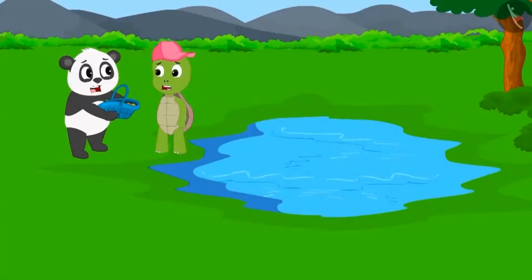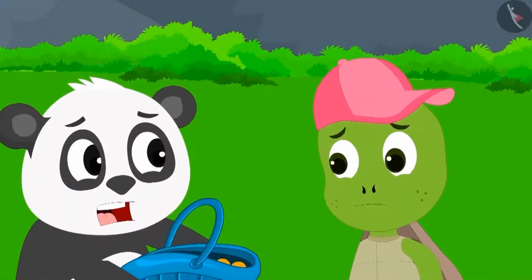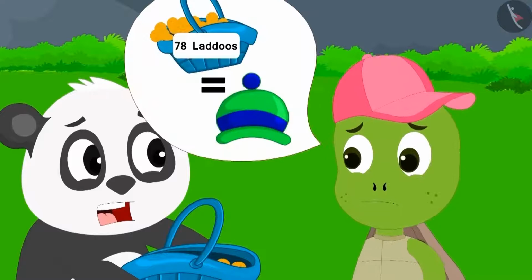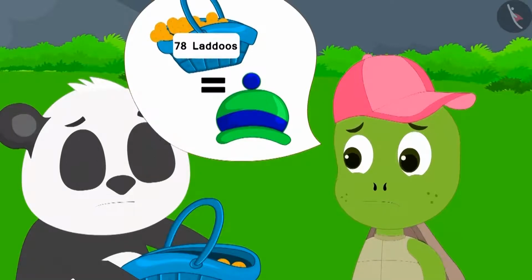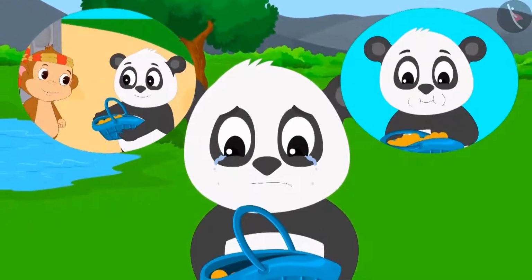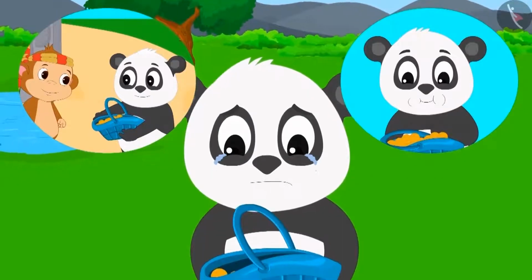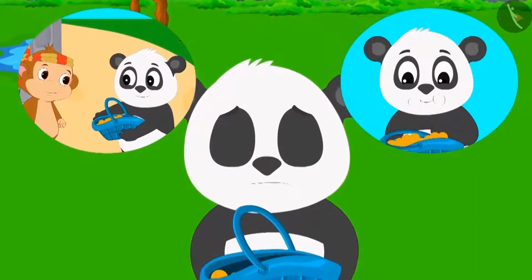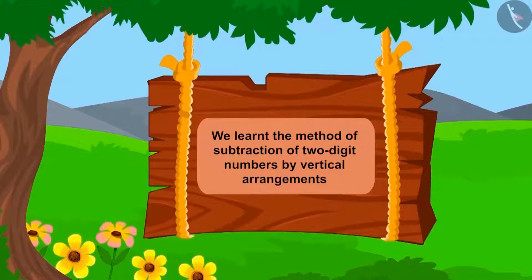Upon opening the basket, when Tufan found only 19 laddus in place of 78 laddus, he told Golu that Badbole uncle had asked him to give a colorful new hat for Golu in exchange for 78 laddus. But because there were only 19 laddus left in the basket, he would not give the new hat to him. Golu returned home feeling disappointed and kept cursing himself on the way for being so greedy. Children, in this lesson, we learn the process of subtraction by writing 2-digit numbers vertically.